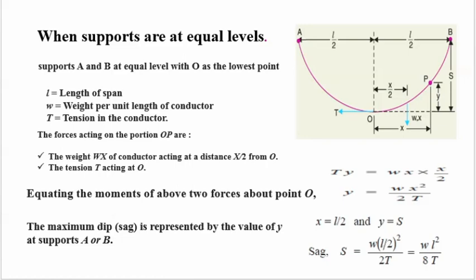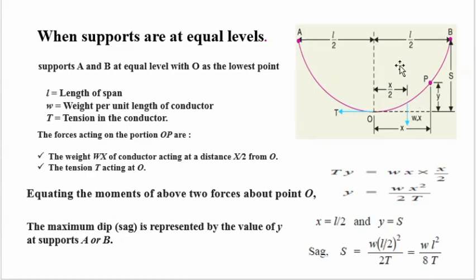Next we have sag of two types. The first one is when the supports A and B are at the same level, then the sag arises of this type, which is shown in this figure in pink color. Here L is the length of span from point A to point B. W is the weight of conductor, which is acting downwards. T is the tension of conductor, and remember, T at any point is acting tangentially.